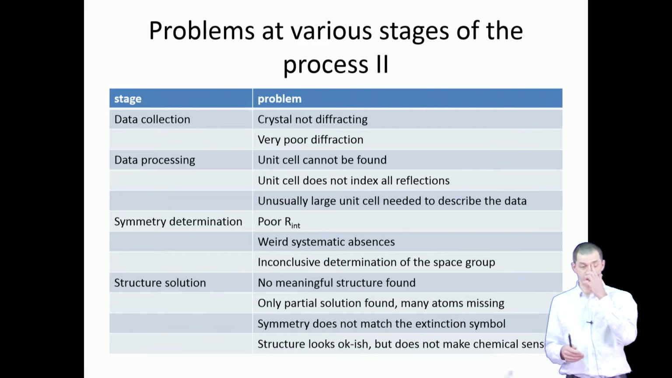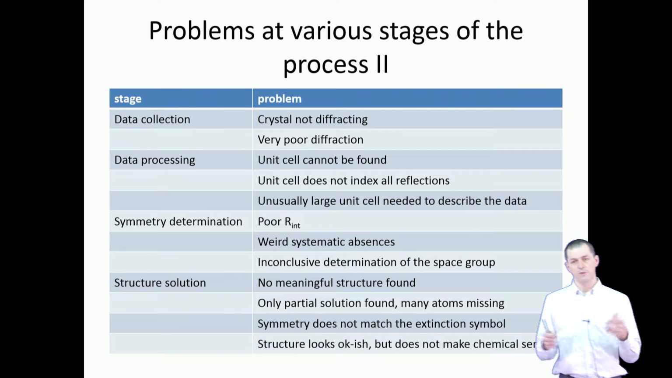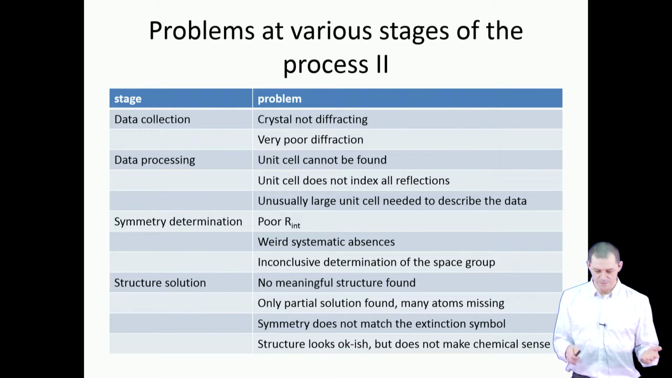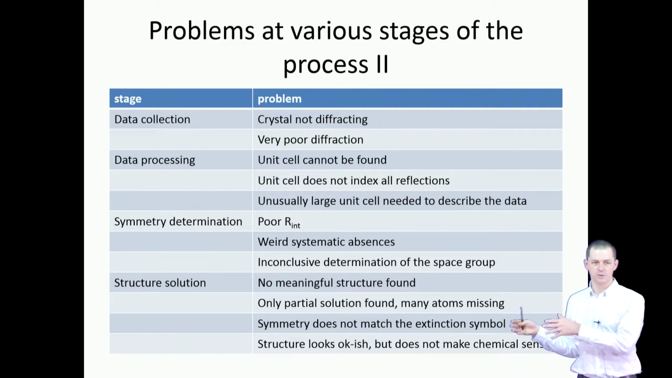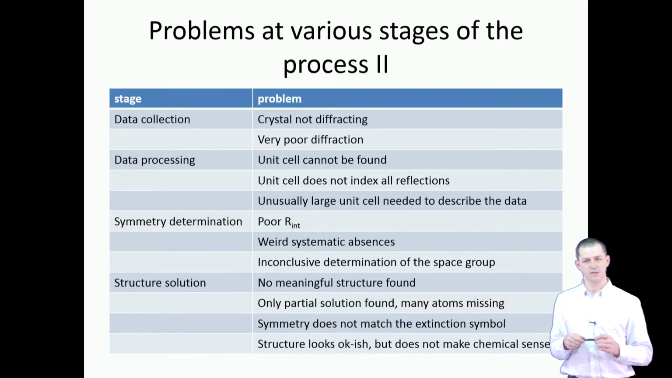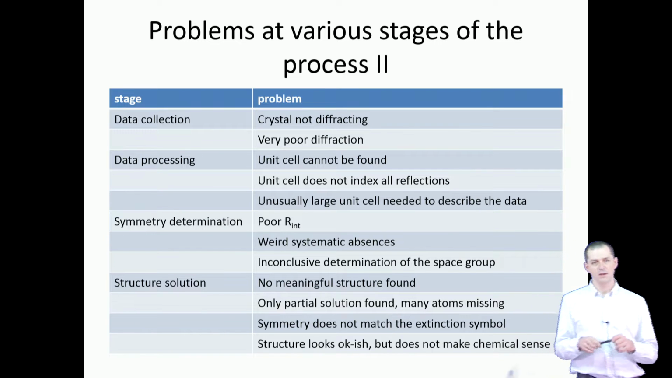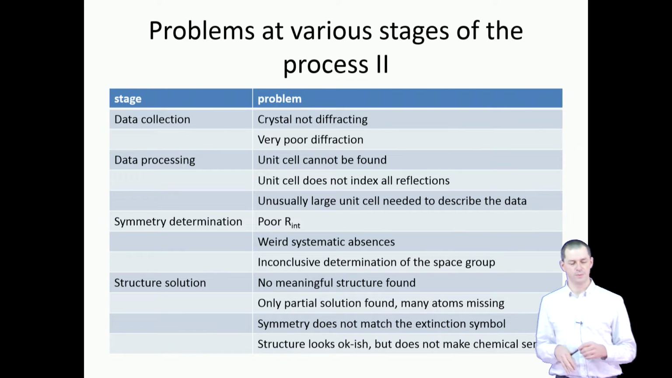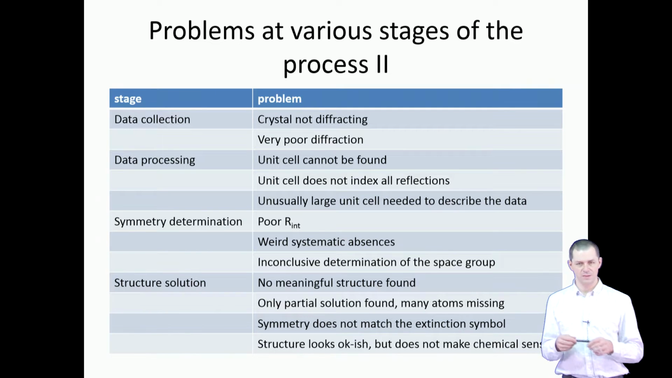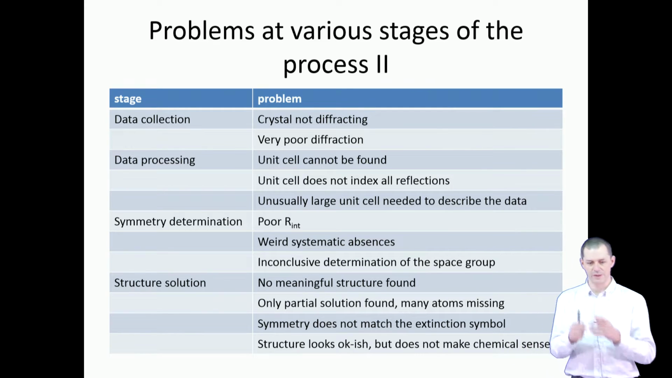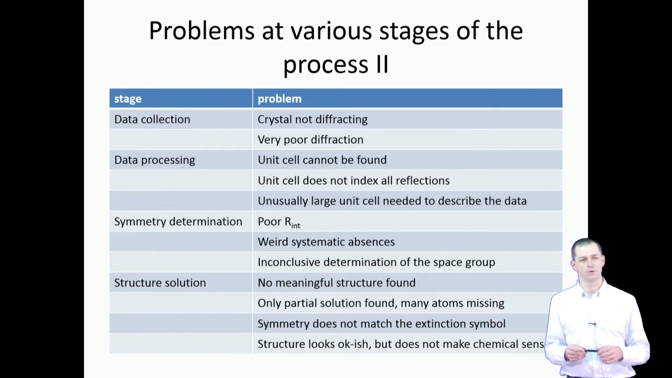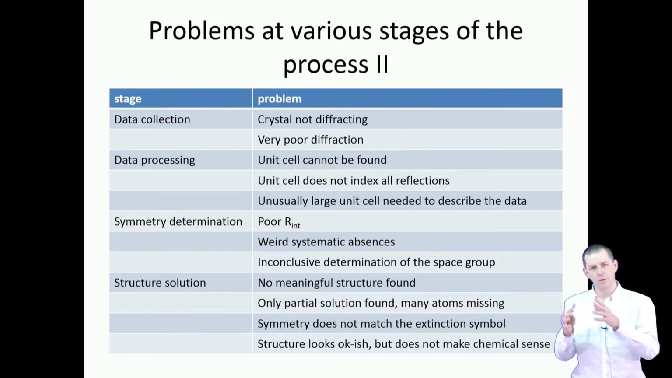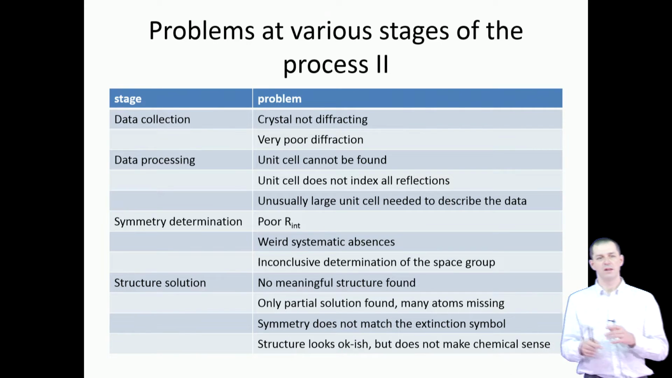Then the next stage is structure solution, and there, of course, the first problem is that you may have no meaningful structure. You process the data, you try to do the step from the data to the structure model, which we have done in our exercises using the program Superflip, and the model that Superflip suggests makes no sense at all. There are no clear atomic maxima. So that's one problem. Another problem is that you may have a partial solution. So it sort of is there, but it's clearly not complete.